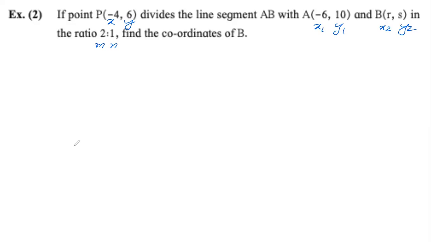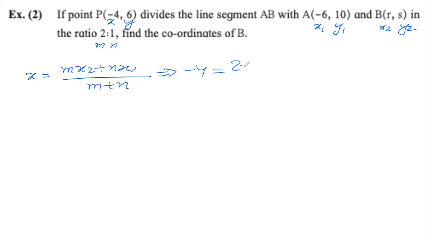So once again, using the basic formula, we can say x equals (m x2 plus n x1) divided by (m plus n). Now in this case, we know our x, which is minus 4, equal to, m is 2, so 2 into r, plus 1 into minus 6, so it will become minus 6, divided by 2 plus 1. Solving this, we will be able to find r.